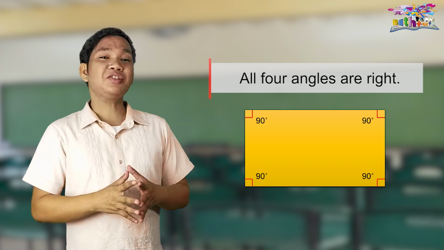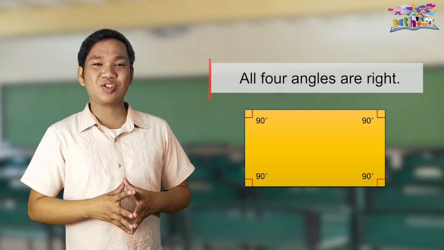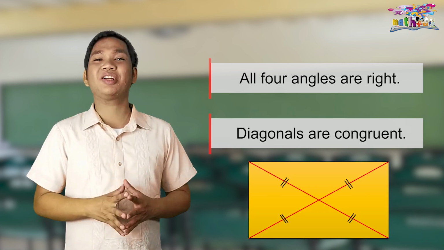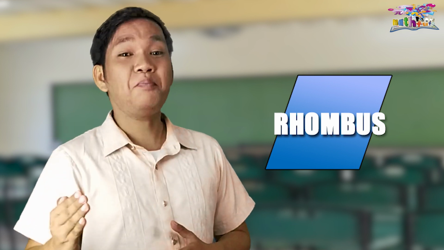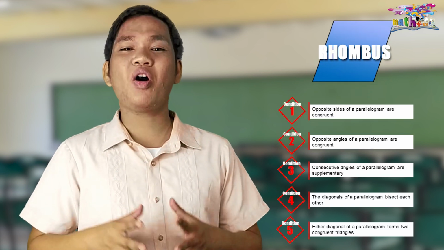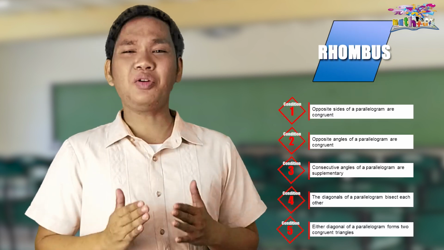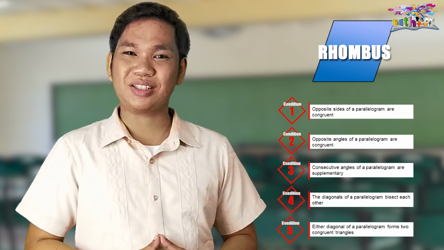Just remember that aside from having characteristics of parallelogram, rectangle has also four right angles, and its diagonals are congruent. Let us discuss now other properties of a rhombus. Recall that rhombus is also a parallelogram. Thus, all of the properties of the parallelogram are also true to rhombus.